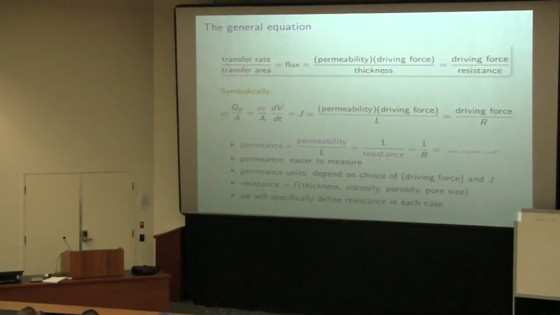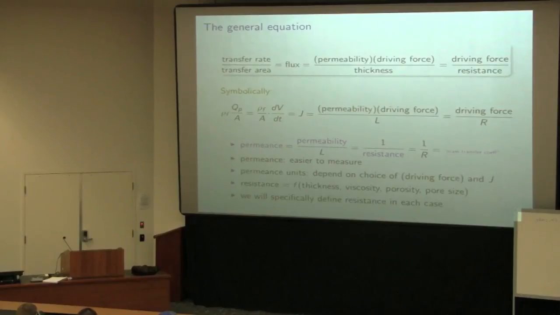If we go down to the second last slide, resistance is a function of the membrane thickness, the viscosity and density of the fluid, the porosity of the membrane, the pore size of the membrane, and the properties of the solids we're dealing with. It's a very hard term to define. In fact, we'll see as we go through this material in today's class that even the term and the units for resistance keep changing depending on the situation. So resistance is not something we can nail down with a single definition. It's always going to be case dependent.